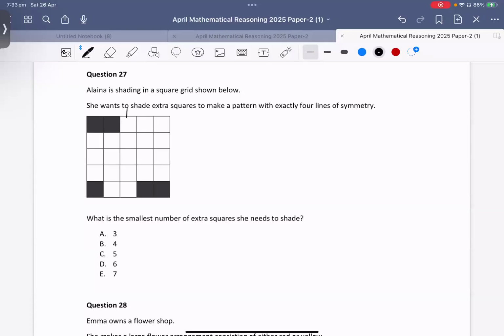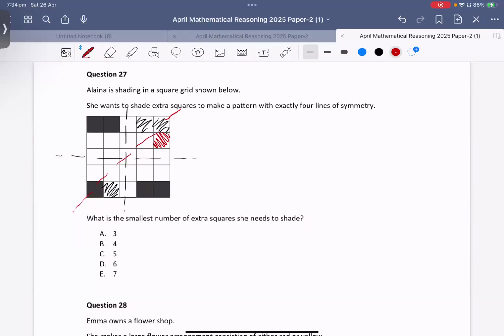So if we're looking at vertical symmetry, what would she need to shade here? She would need to shade this one up here, this one here, and this one, right? If we're looking at horizontal symmetry, hopefully you guys can see they're already horizontally symmetrical. And if we're looking at diagonal symmetry, let's look at this line first. Do we see what we might need to shade? So if we're looking at this, can we see that we need to shade this one here? Hopefully we can see that.